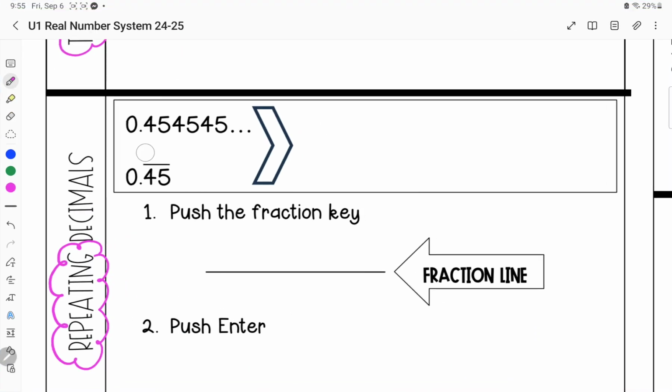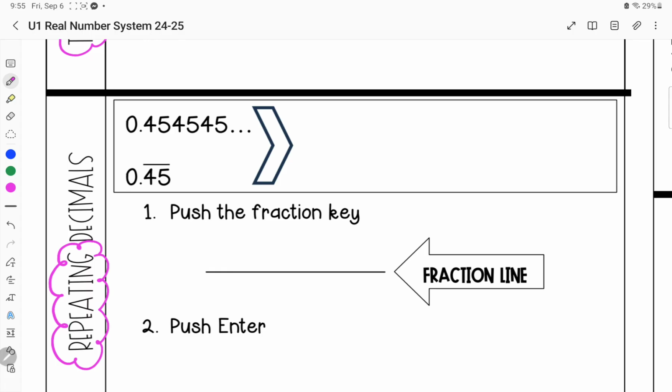So like I said, right here, this dot, dot, dot just means that whatever it's doing is going to keep going, going, going. So in this case, this is going to go 4, 5, 4, 5, 4, 5, 4, 5. The bar represents what's repeating. So this represents that it's going 4, 5, 4, 5.